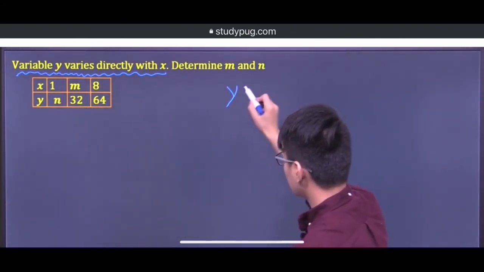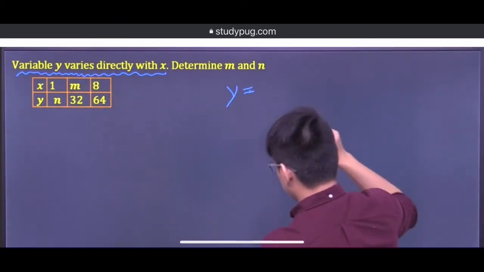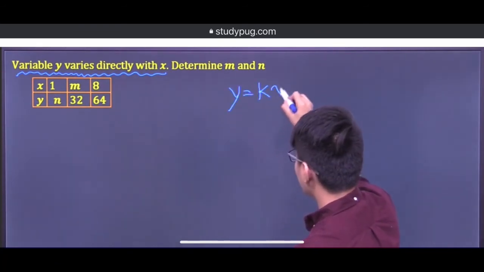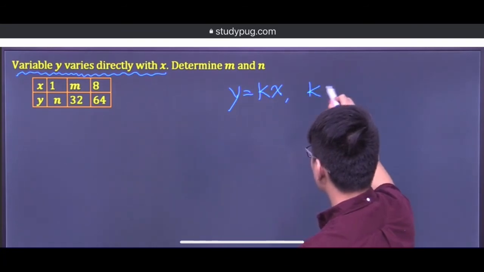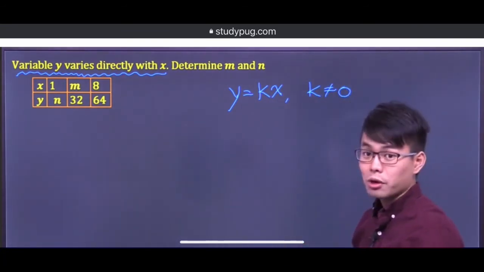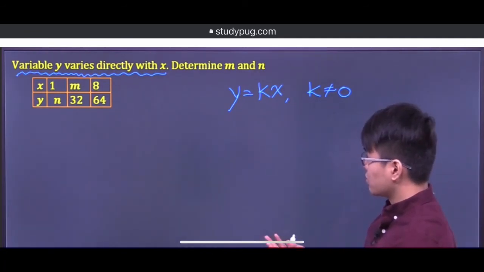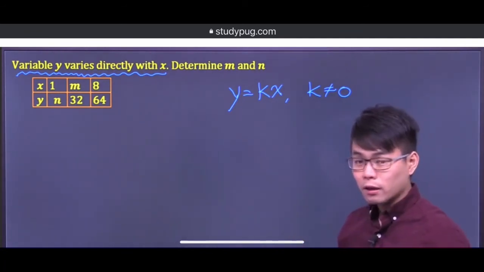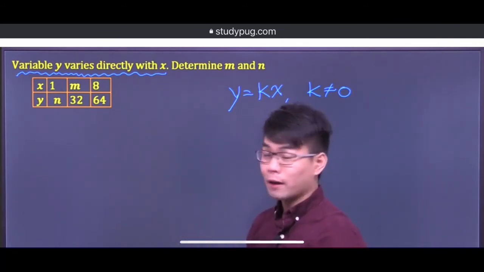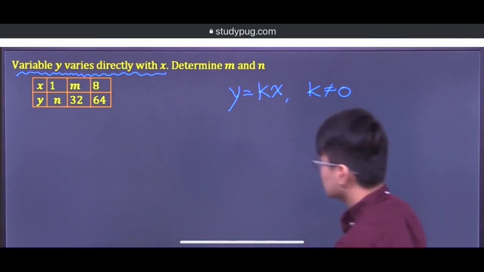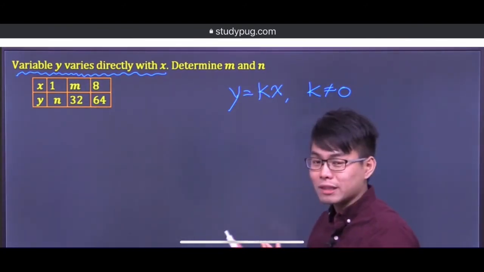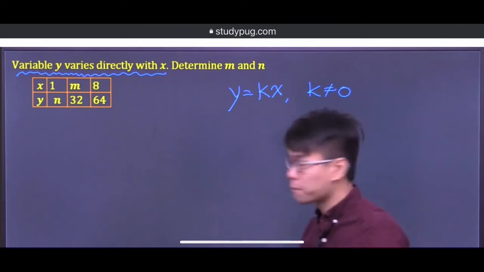So let me write it down. We have y equals k times x, with k not equal to 0. Knowing this important piece of information, we can solve for m, but that would probably be the second step. What is the first step though?